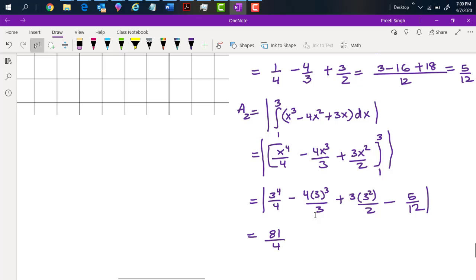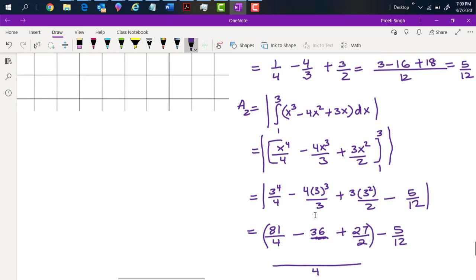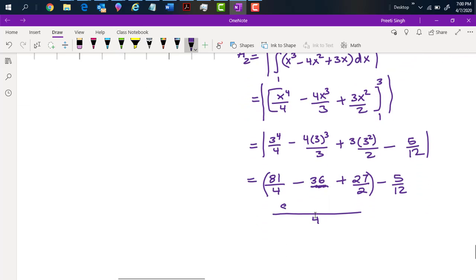So this is what you have, and then you take the absolute value of this, which is equal to 81 by 4 minus, one of the 3's cancels, I get just 36, not 36 by anything. So just the 36 plus 27 by 2 and minus 5/12. So let's calculate these first. I have my 4 as my common denominator, which is 81 minus 144 plus 54, and there is your minus 5 over 12, and the absolute value is everywhere, right?